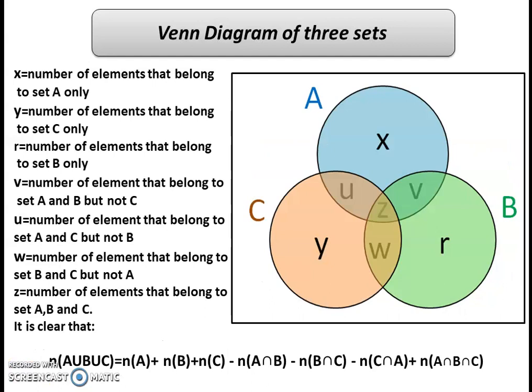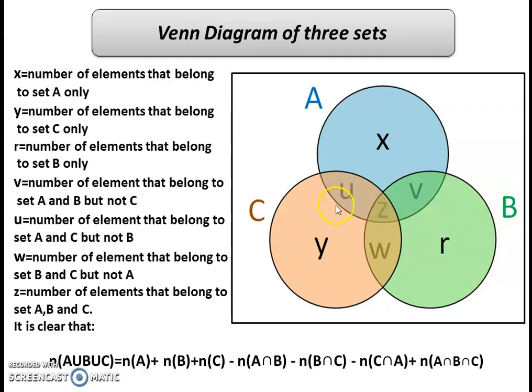Now let's understand Venn diagram of three sets. Here you can see we have three sets A, B and C. So in similar fashion you can see X is the number of elements that belong to set A only. Y is number of elements that belong to set C only. And here R represents number of elements that belong to set B only, right?